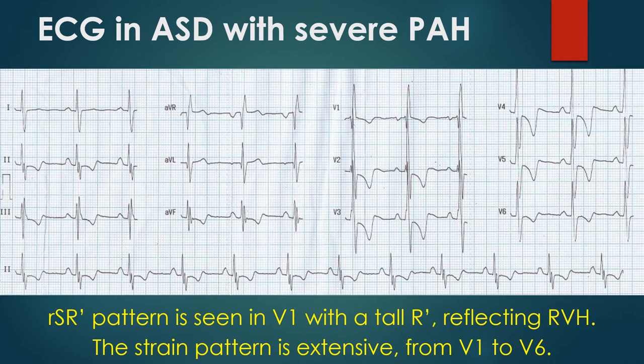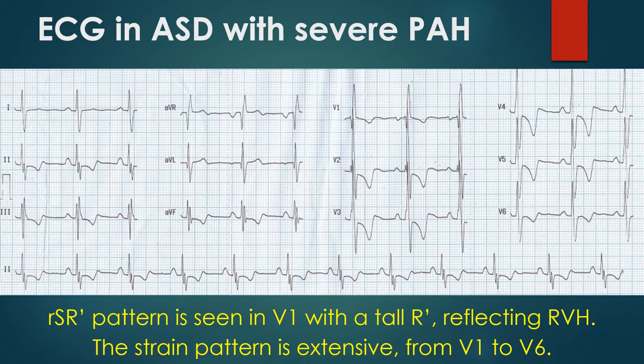RSR' pattern is seen in V1 with a tall R' reflecting right ventricular hypertrophy. The right ventricular strain pattern, that is ST depression and T wave inversion, is extensive from V1 to V6. This indicates that the hypertrophied and enlarged right ventricle is occupying the whole of the anterior surface of the heart. RSR' pattern is seen in 3 and aVF as well.